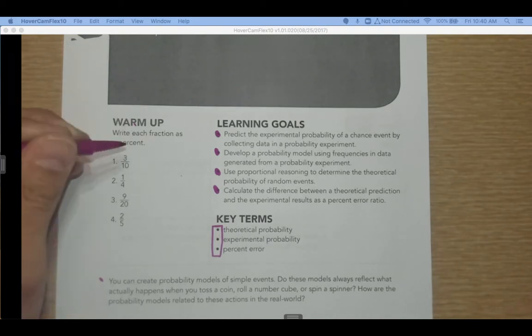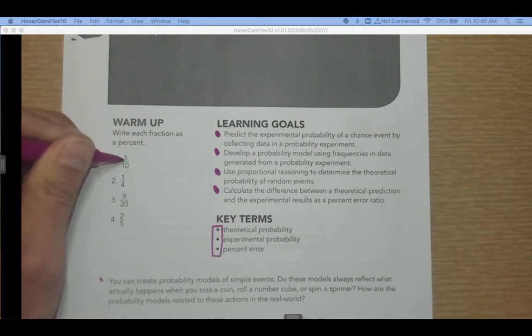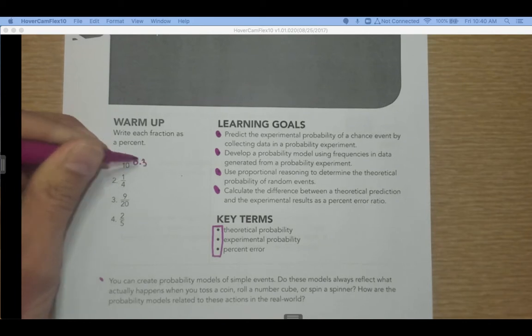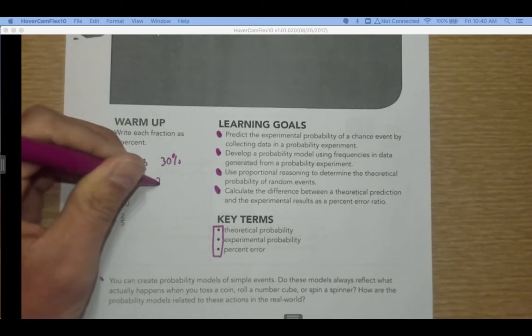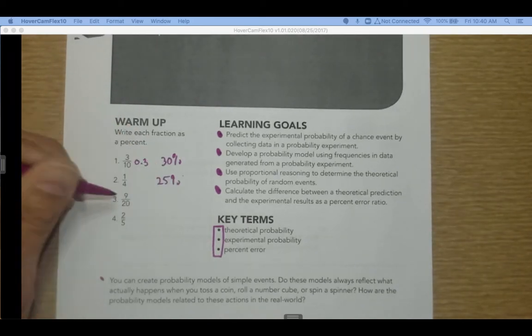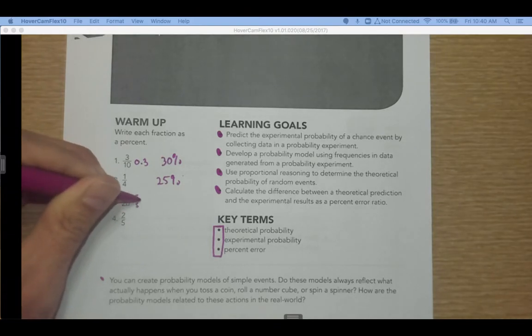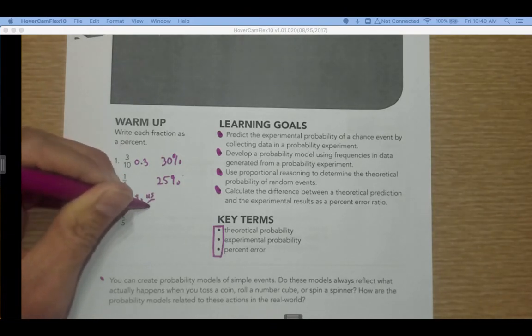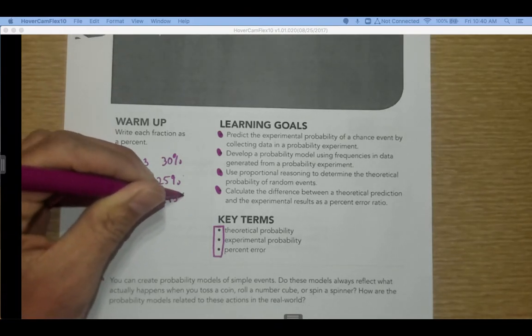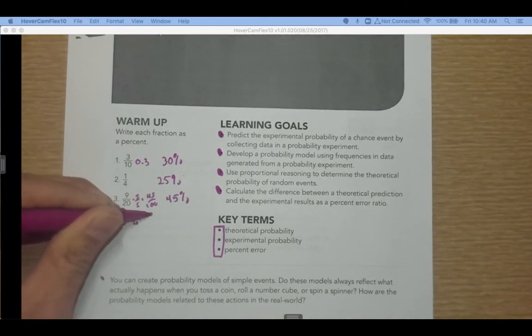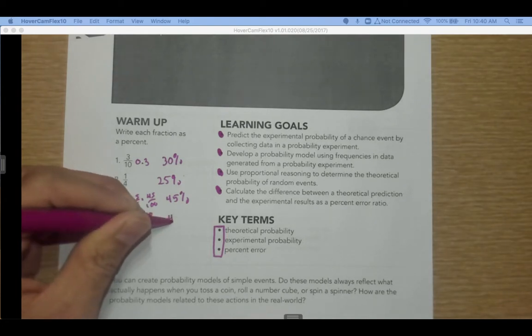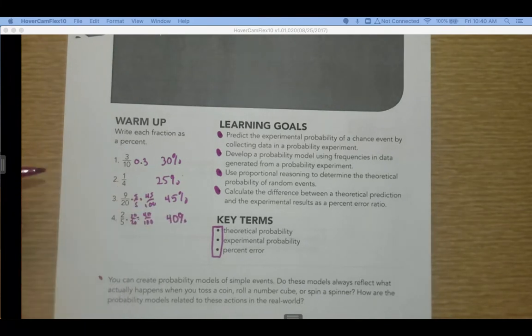Write each fraction as a percent. 3/10 would be the same as 30%. 1/4 is 25%. Times it by 5 to get 45 over 100, or 45%. 2/5, times both by 20 to get 40 over 100, or 40%.